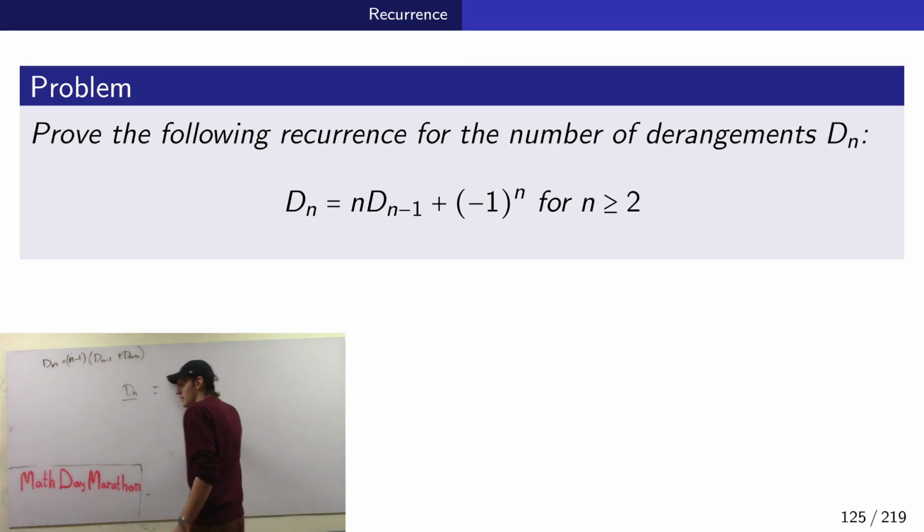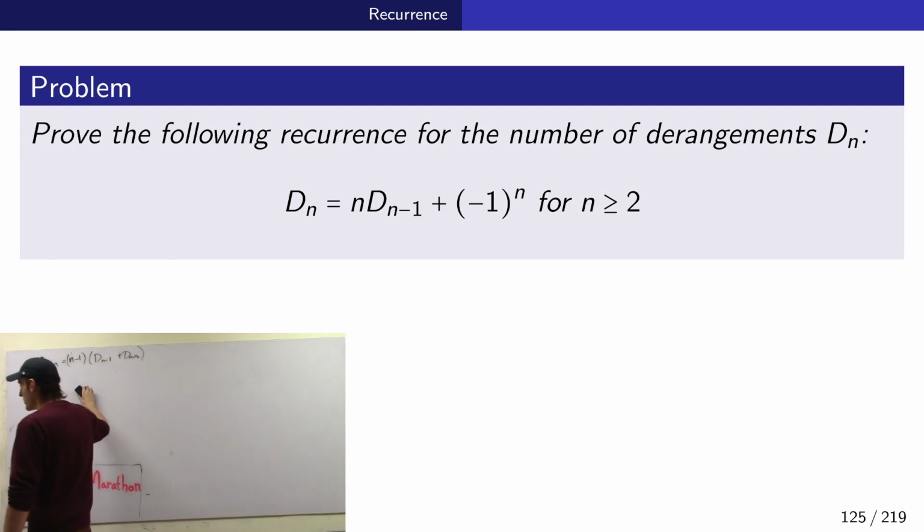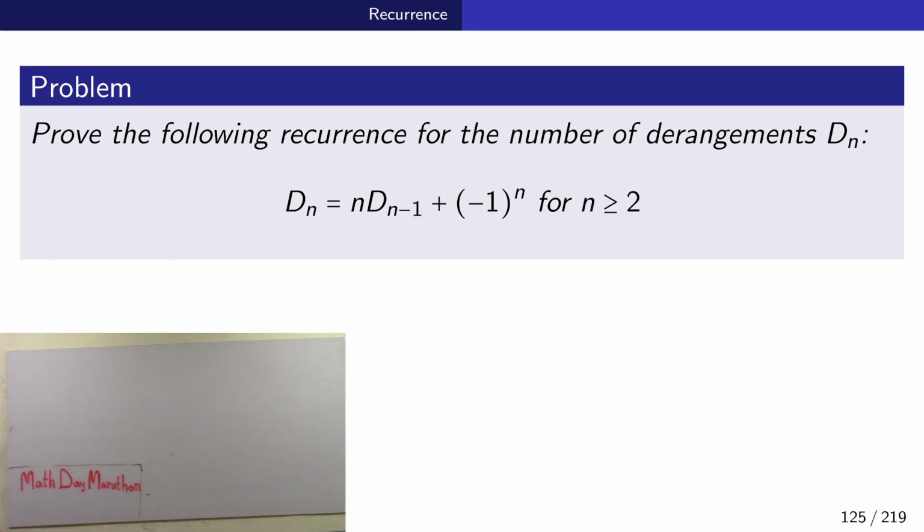Okay. I'm going to prove this problem, but I'm actually going to use the previous recurrence we just found. So I'm going to rewrite that, small and in the corner. d sub n equals n minus 1 times d sub n minus 1 plus d sub n minus 2.